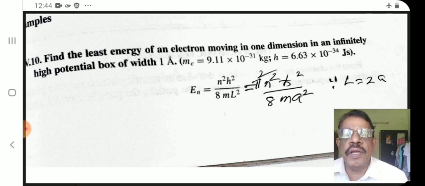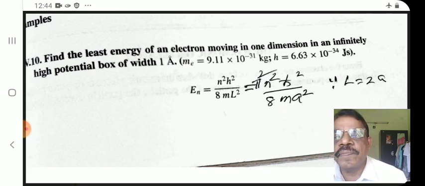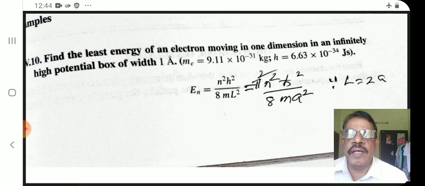You put 2a in the place of L in the first equation, or in the second equation, in the place of a you put L by 2. Then h cut we have to write as h by 2 pi. So h by 2 pi square, 4 pi square comes. Pi square cancels, 4 cancels. We get the first equation. You understand the formula? Both are the same.